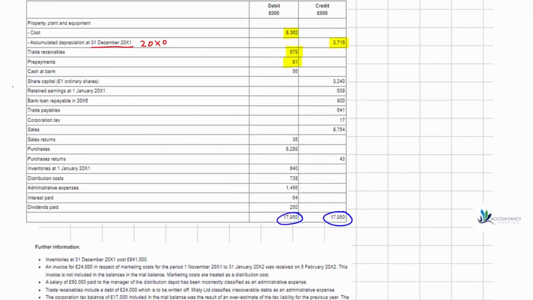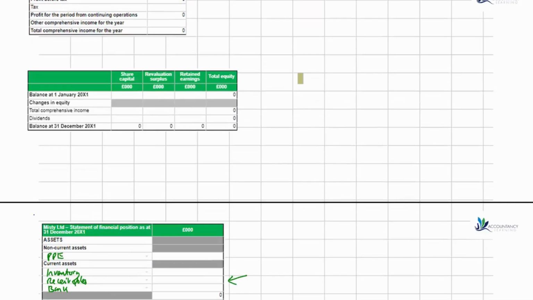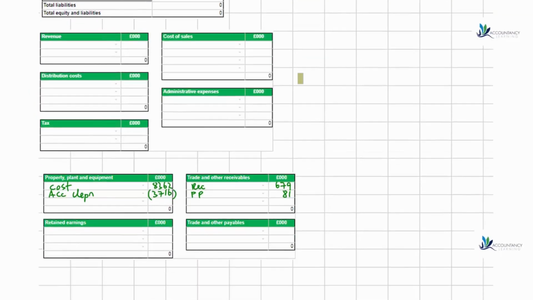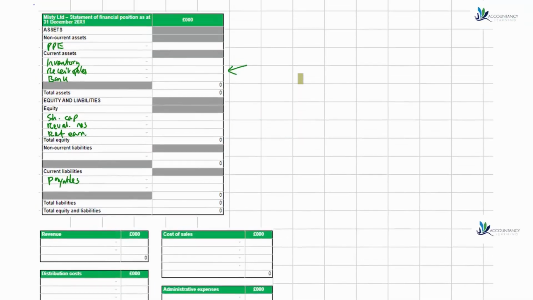Then we have cash at bank of 56. So let's highlight that because we're going to use that now. Let's see, should we put that straight into our answer, or should we put it into our working? Well, there's no working available for cash at bank, so that's a suggestion that we can put it straight into our answer.